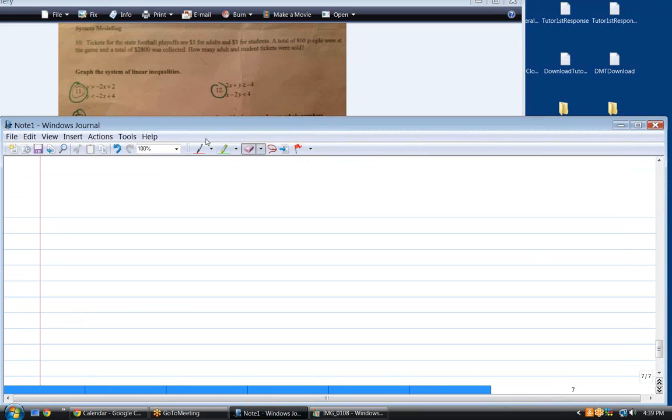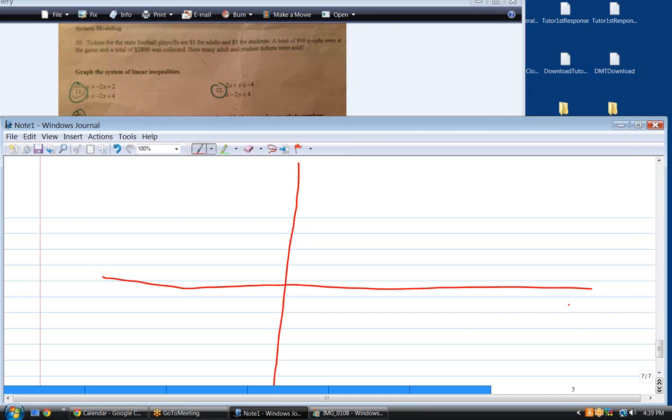Let's look at 11. Just a rudimentary graph here is all we need. We're going to graph this: y is greater than minus 2x plus 2. Where are we going to start? We're going to start with minus 2x plus 2. Start by graphing it as an equation. In other words, start by graphing that. How do you graph that?